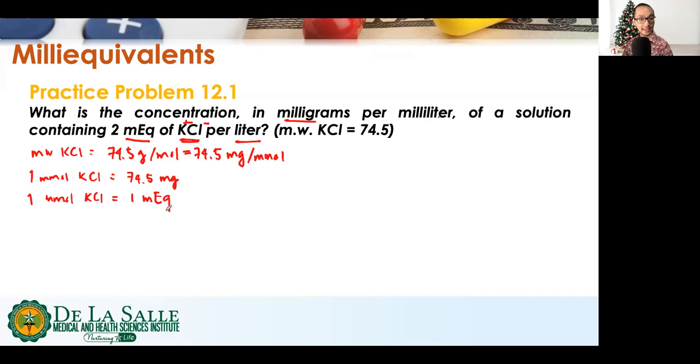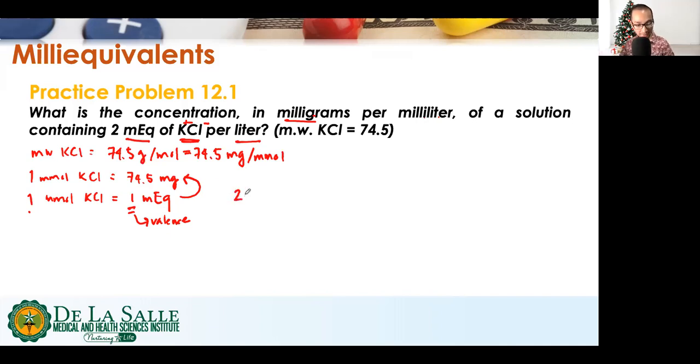Okay? Yeah, so again, 1 millimole of potassium chloride is equal to 1 milliequivalent. The number here is actually the valence of the ion. Okay? And this is a constant. So ibig sabihin, 1 milliequivalent of potassium chloride weighs 74.5 milligrams kasi pareho silang equal to 1 millimole of potassium chloride. Okay? Now, we can actually solve for milligrams per milliliter equivalent to 2 MEQ by using the dimensional analysis.